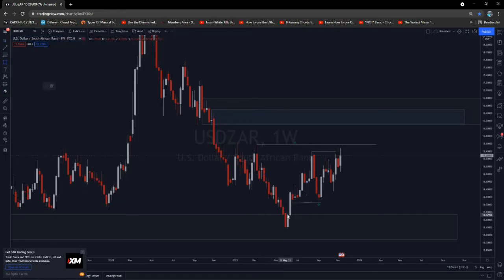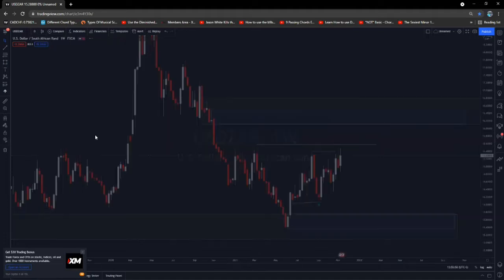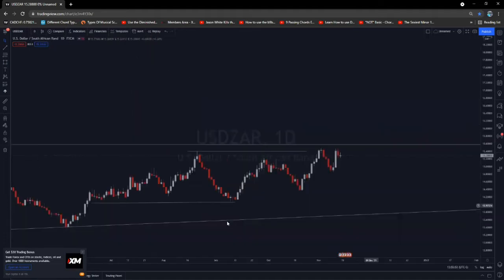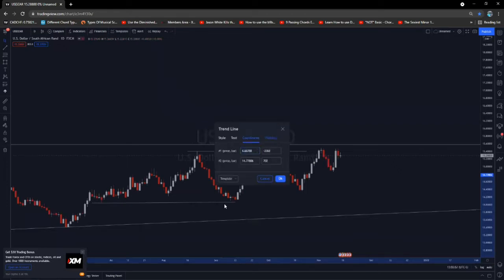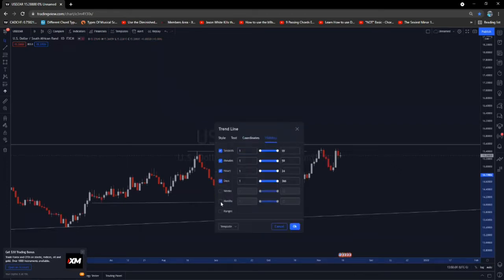We have this area of demand that's nested within the monthly, hasn't been tested. So assuming that we fail to break to the upside, this is an area where we can potentially take orders, right? But then we have this gap over here also. So on the daily, I won't lie, the weekly is looking very offish.